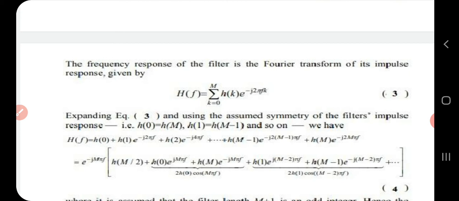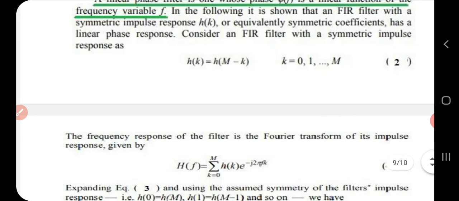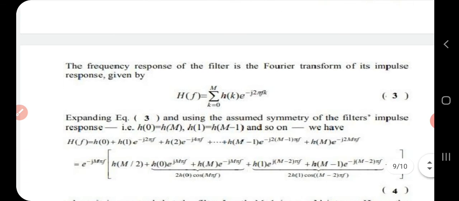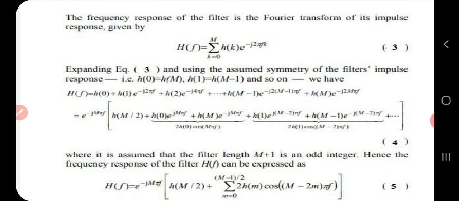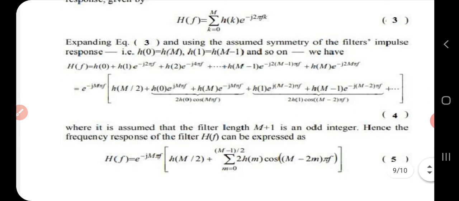What is small letter h of k? It is actually the symmetric impulse response. Capital H of f is its corresponding Fourier transform, that is, the Fourier transform of the impulse response. Now this equation 3, we can expand it, and assuming symmetry of the filter's impulse response, we will get a particular expression as given in equation 4.